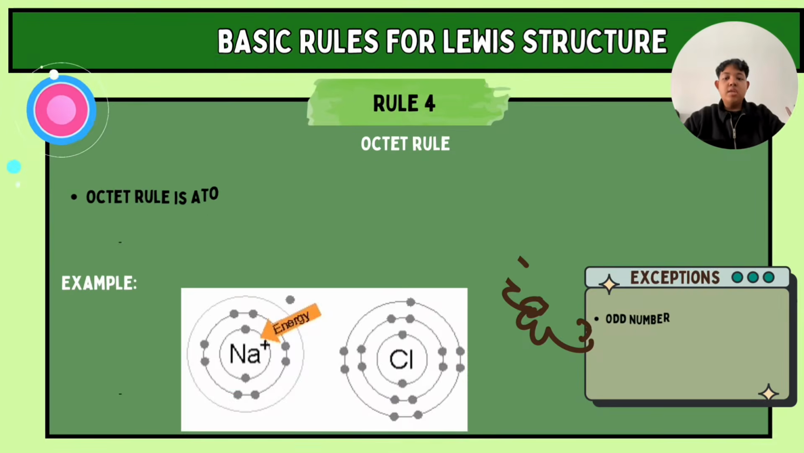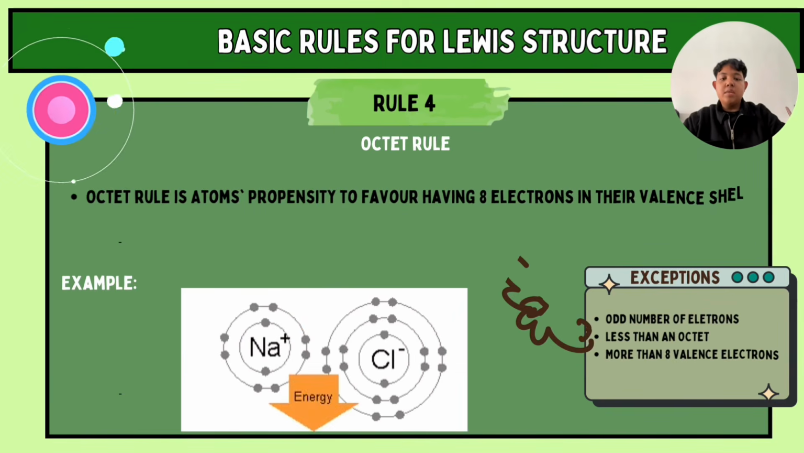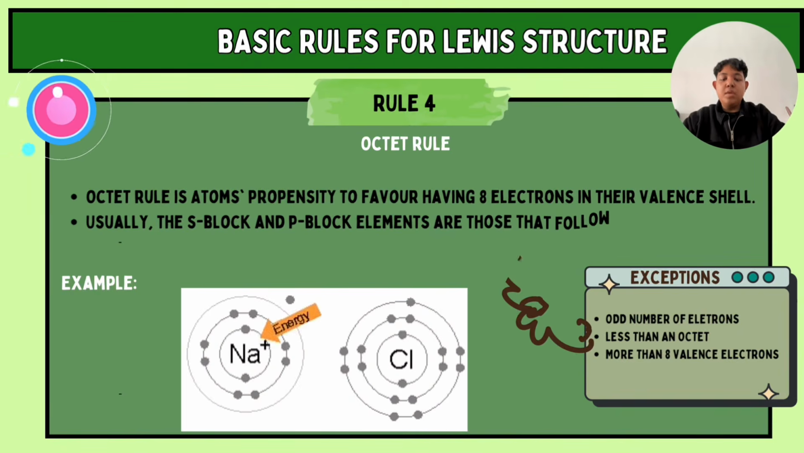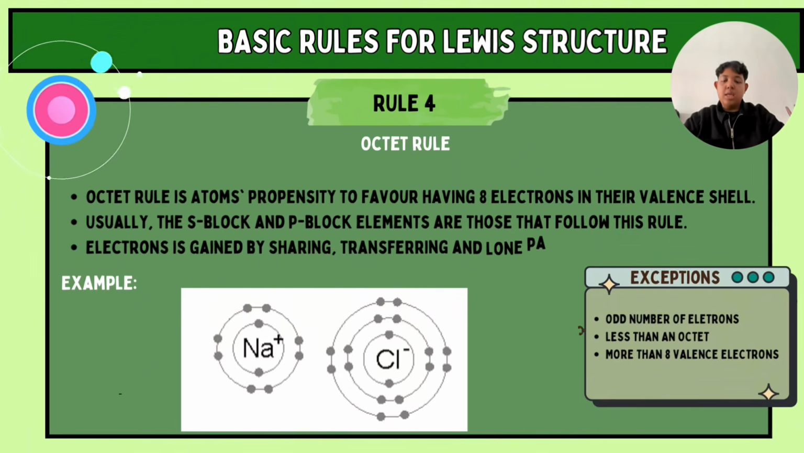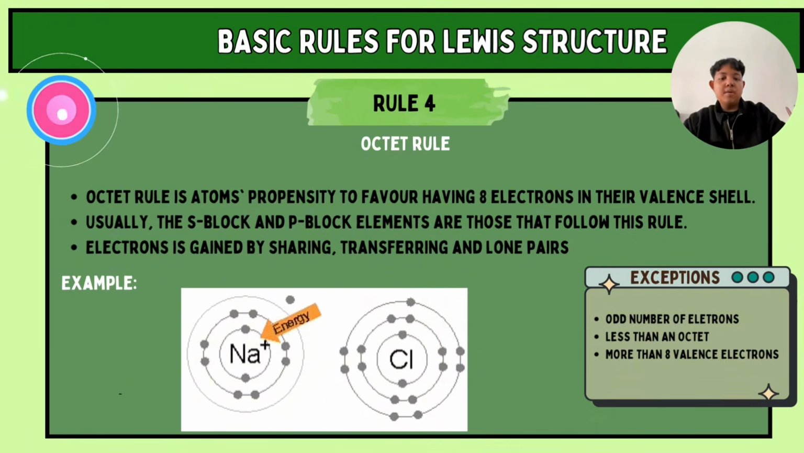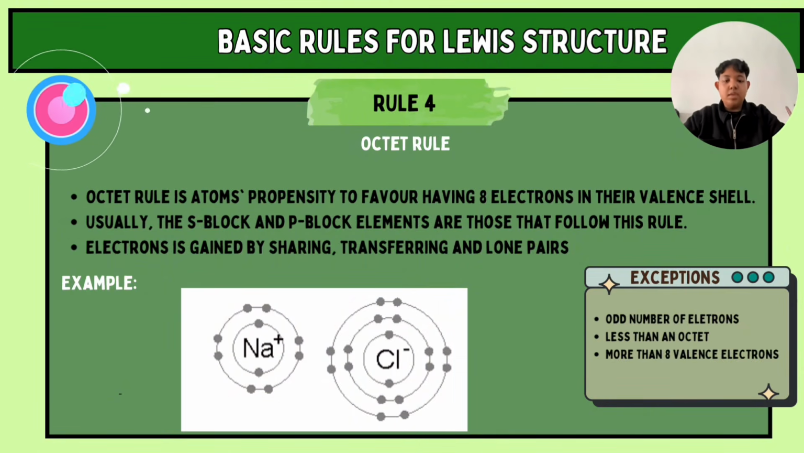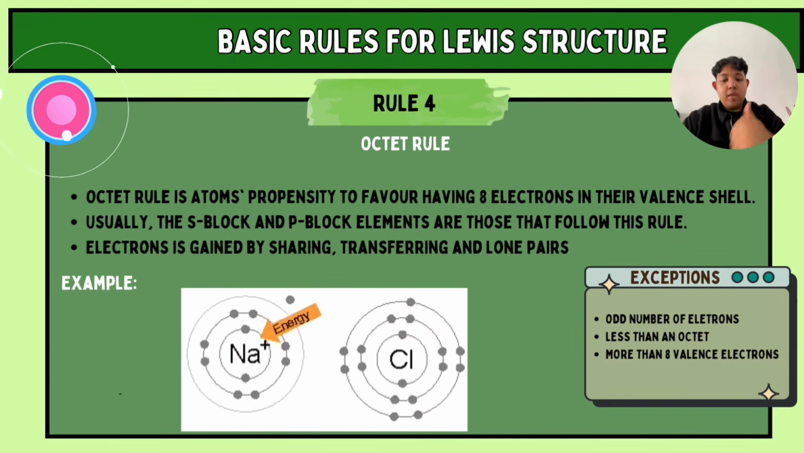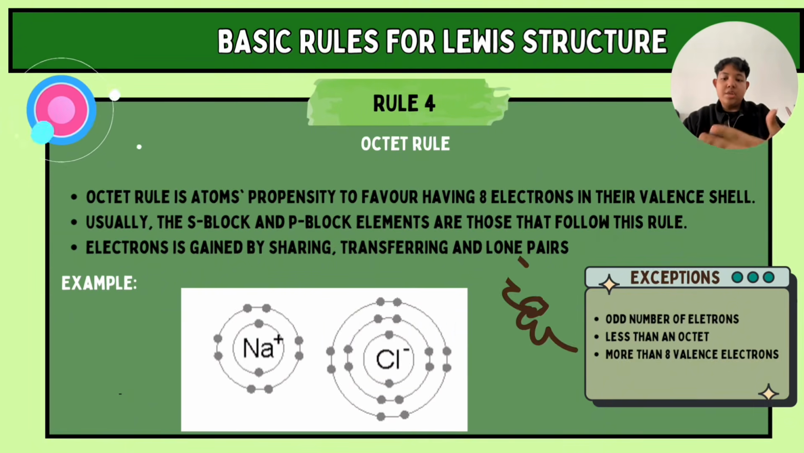Now we're moving on to rule number 4, which is the octet rule. This rule explains that atoms generally prefer to have 8 electrons. This is because they want stability in their valence shell. This is most common in s-block and p-block elements, where electrons are shared, transferred, or kept as a lone pair. However, there are exceptions to this rule. The exceptions include an odd number of electrons, less than an octet, or more than 8 valence electrons.